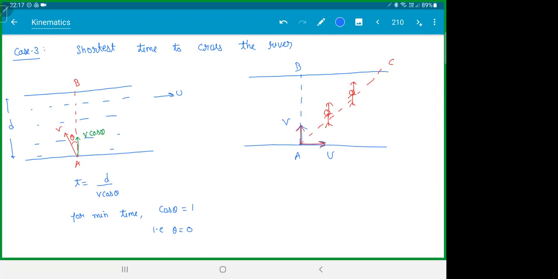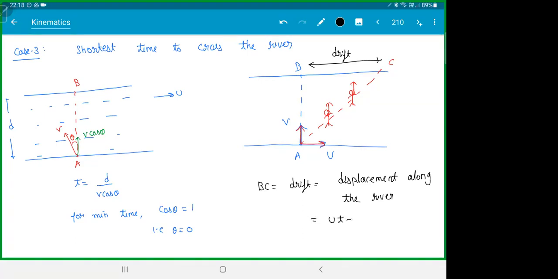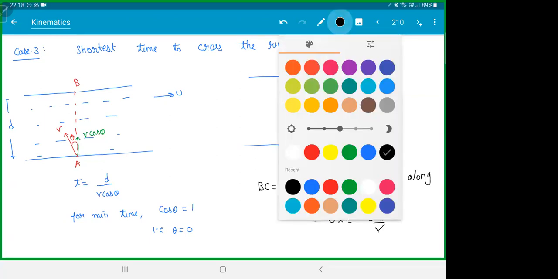This distance here is called the drift. This is BC. It's called drift, which is given by the horizontal component of the river, the horizontal distance traveled, or the displacement in the direction of the river. So that would be u into time taken, which will be u into d by v. Check.